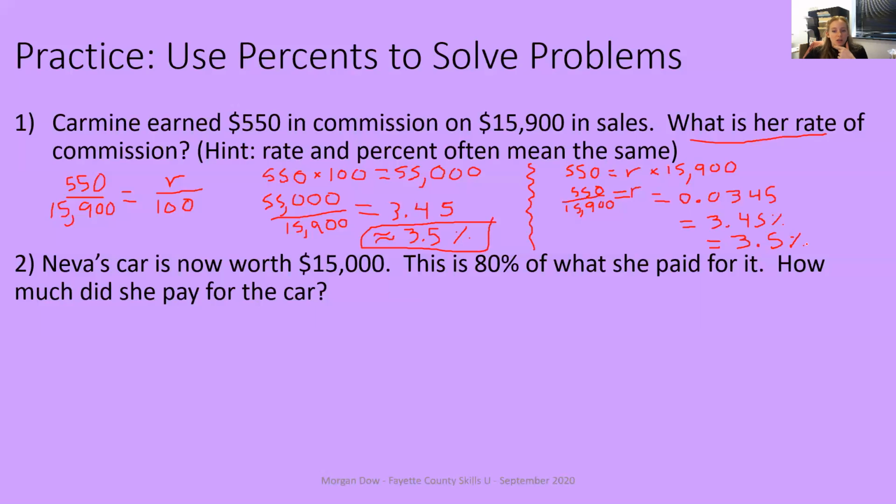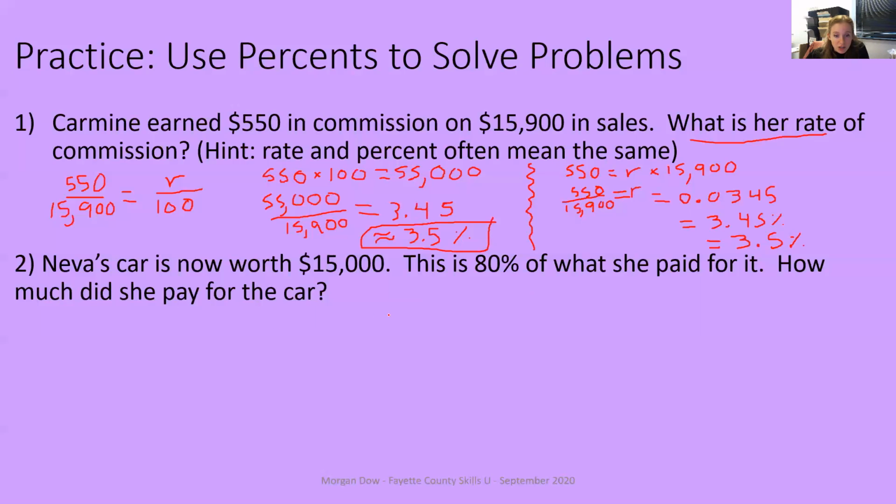All right, so let's try number 2 here. It says Neva's car is now worth $15,000. This is 80% of what she paid for it. How much did she pay for the car? So first thing, let's think about what piece of the puzzle we are missing here. What's the thing we need to solve for?